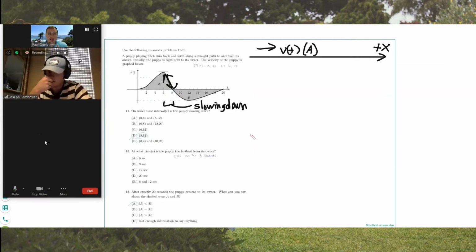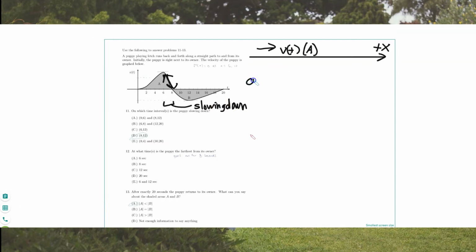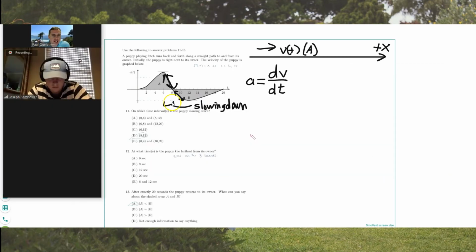Now, just because the slope is negative does not mean we're always slowing down. If the slope is negative, it means the acceleration is negative, because acceleration is the change in velocity with respect to time. In calculus speak, a is equal to the change in velocity with respect to time. That's dv/dt. Notice that the slope is also negative, say, down here, between 8 and 12 seconds.